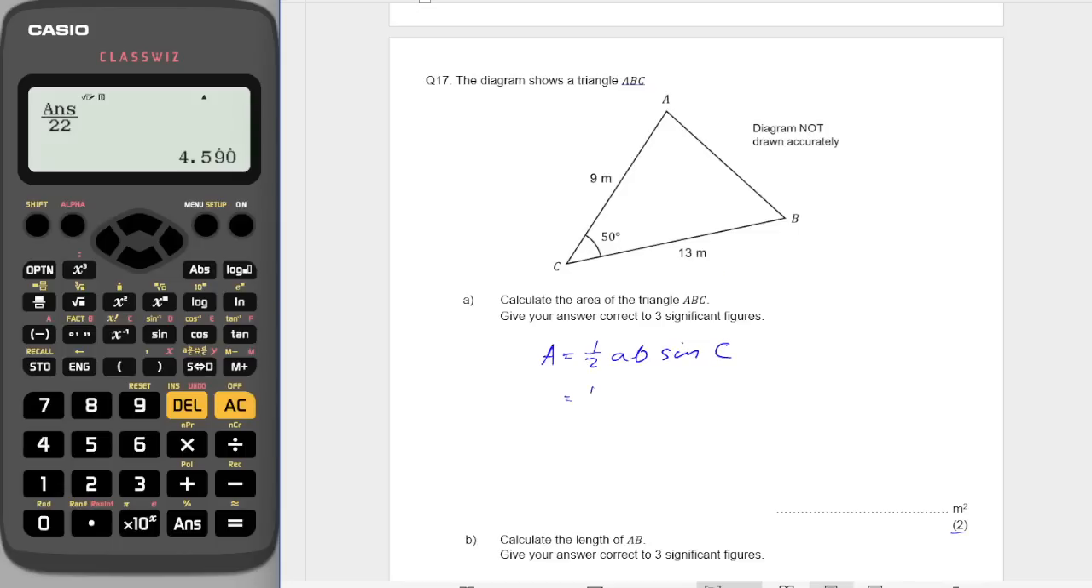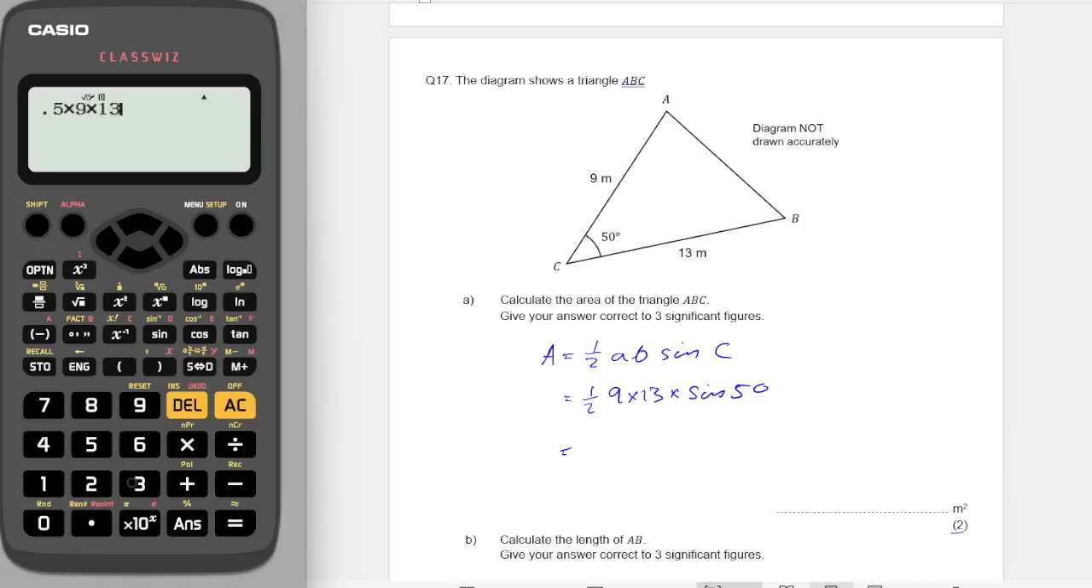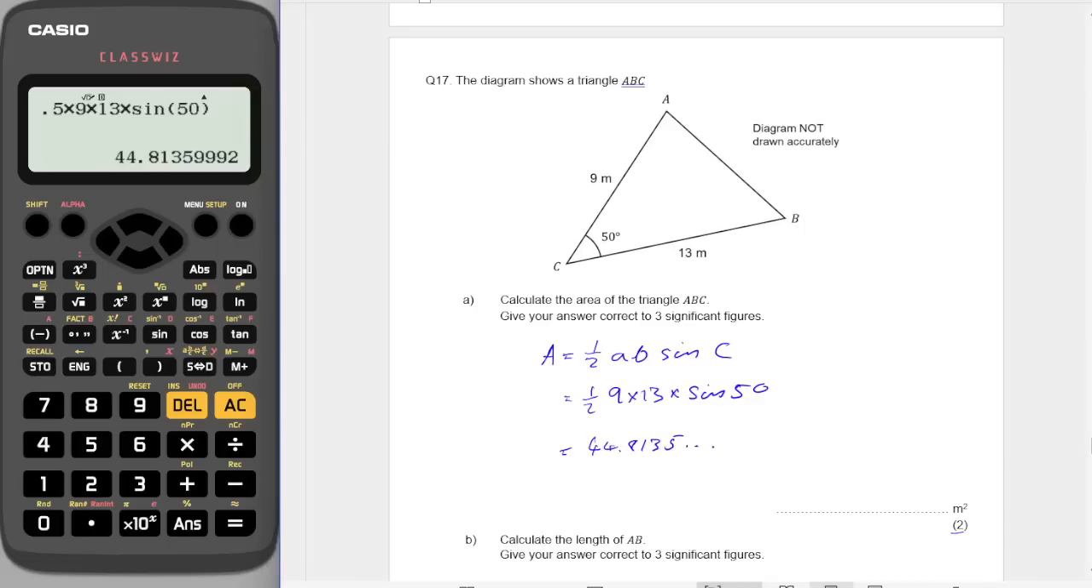So in this case, that would be a half of, and it works perfectly, 9 times by 13 times by the sine of 50. And I can just type it in like that. So I'm going to go 0.5 times by 9 times by 13 times by sine of the angle, which is 50. So I get 44.8135... to imply I haven't rounded yet. And then to 3 significant figures, that's going to be 44.8.